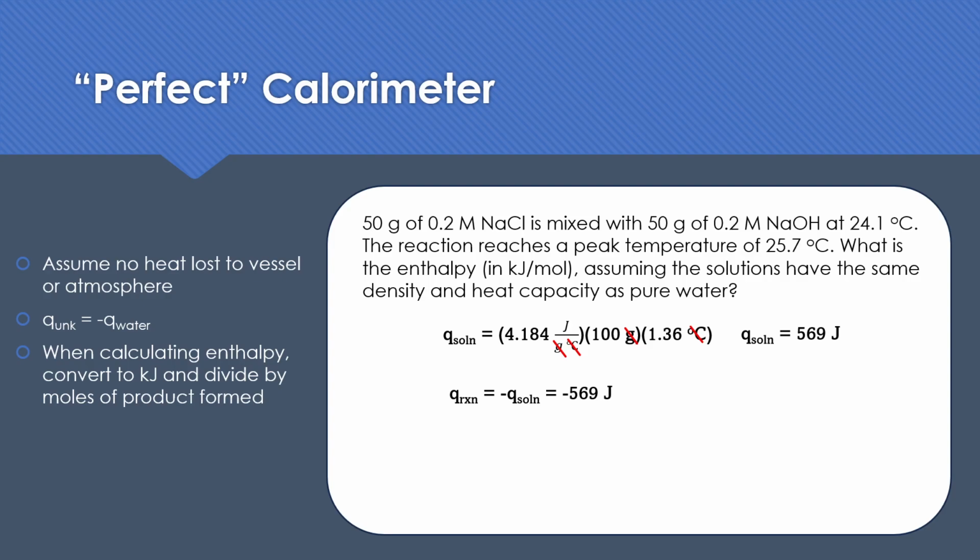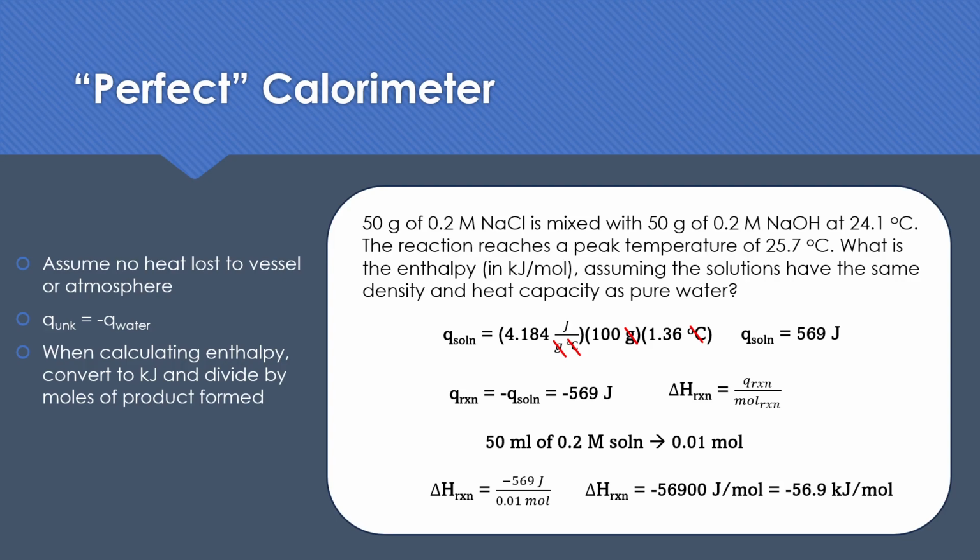Q of the reaction is negative Q of the solution, so negative 569 joules. Then delta H of the reaction is the Q of the reaction divided by the moles of the reaction. 50 milliliters of a 0.2 molar solution is 0.01 moles. So negative 569 joules divided by 0.01 moles gives me negative 56,900 joules per mole, which I'm going to report as negative 56.9 kilojoules per mole.